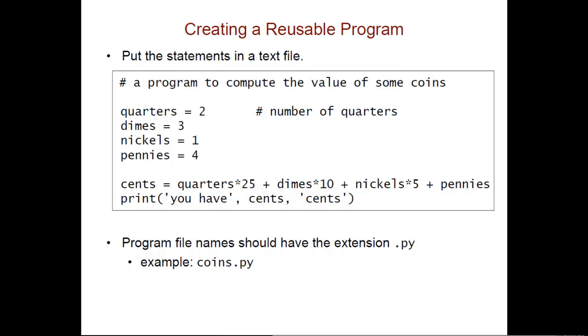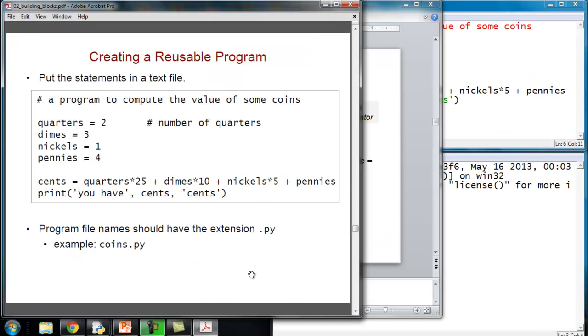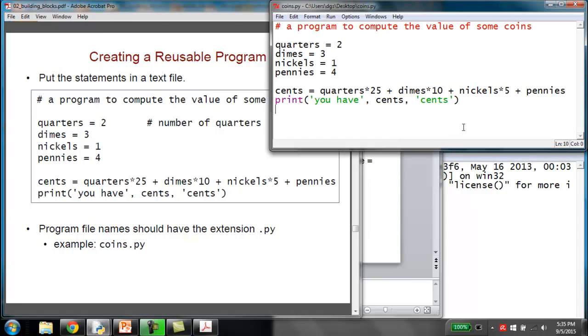Now, once you have a collection of statements, you typically want to be able to keep them around and use them again. And so we're going to put them in a text file, and we're going to store them in a file that has a name whose extension is .py. So in this case, I've taken this collection of statements and I'm storing them in a file called coins.py. And I've already got that here on my machine.